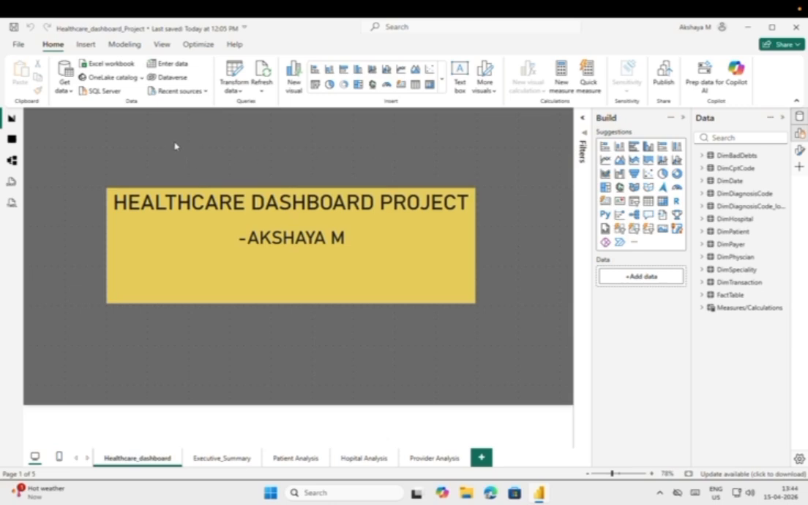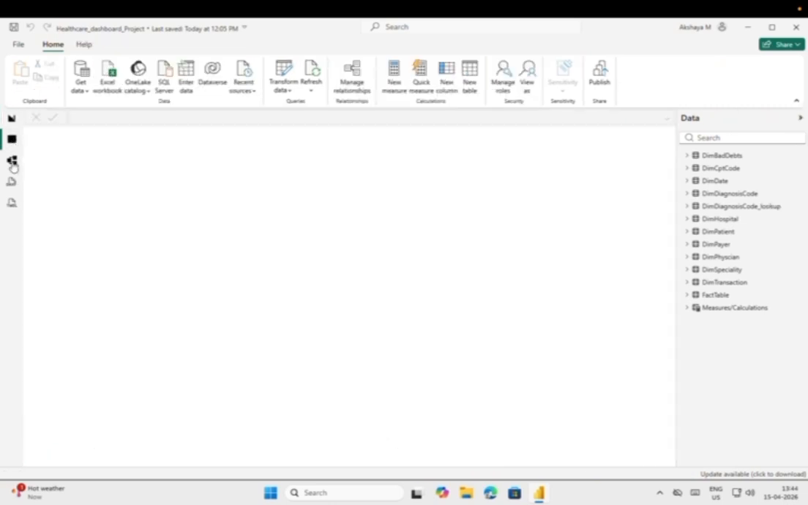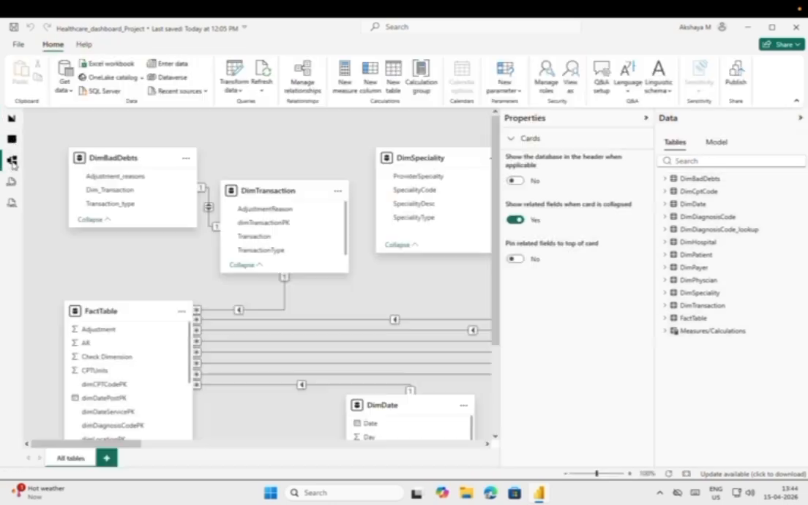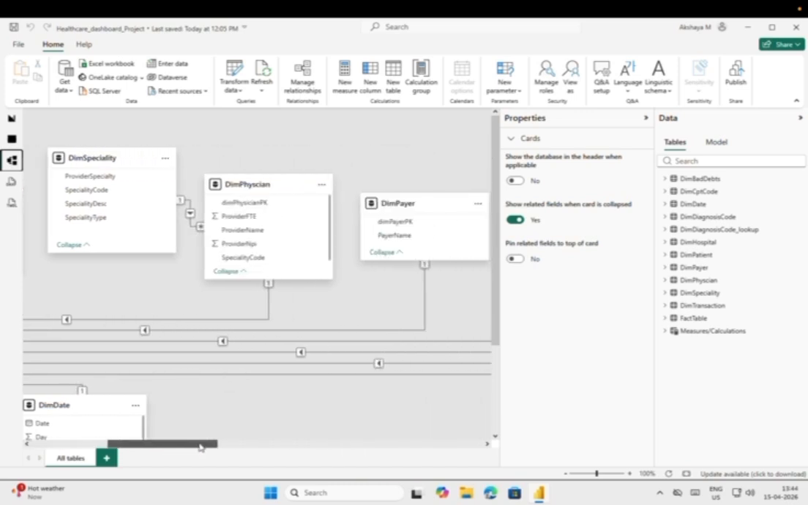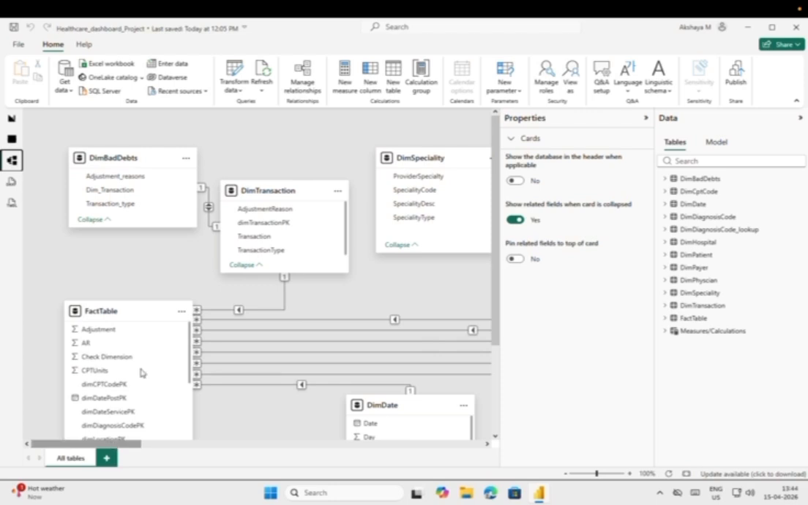After loading all those things, I went into data modeling, where we go into model view and see how all these are related. I have one fact table and all the remaining are dimension tables, which are all connected to this one fact table. This means I have used star schema here, with a one-to-many relationship between dimension and fact table. This was the next step I did.